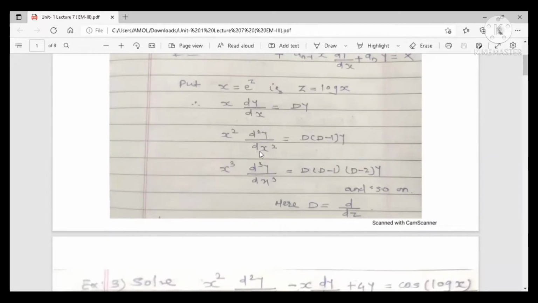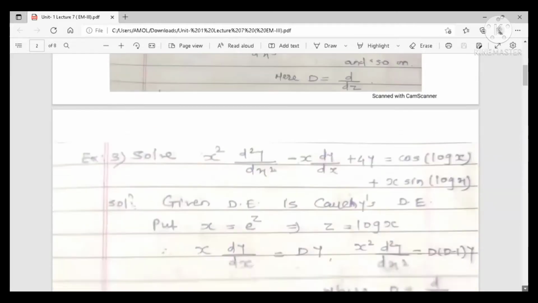x square into d2y by dx square is equal to D into (D minus 1) into y. If the third term is x cube into d3y by dx cube, then its substitution is D into (D minus 1) into (D minus 2) into y. If a fourth order derivative term is there, then the substitution is D into (D minus 1), (D minus 2), (D minus 3) into y, and so on, where D is equal to d by dz. This capital D is nothing but d by dz. So using this substitution, you can reduce Cauchy's equation to LDE.